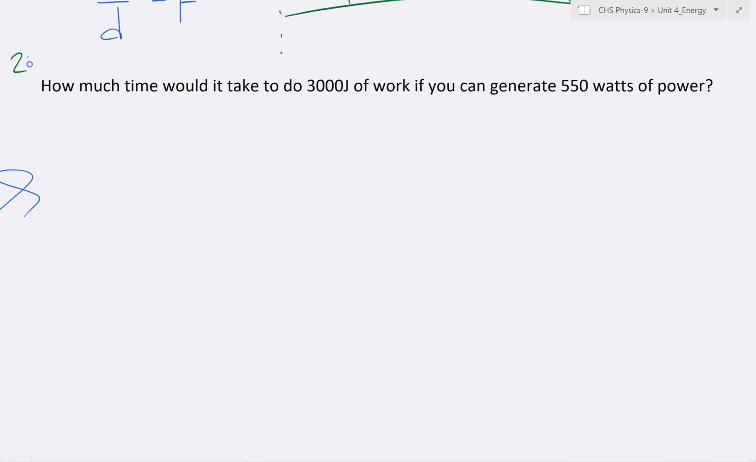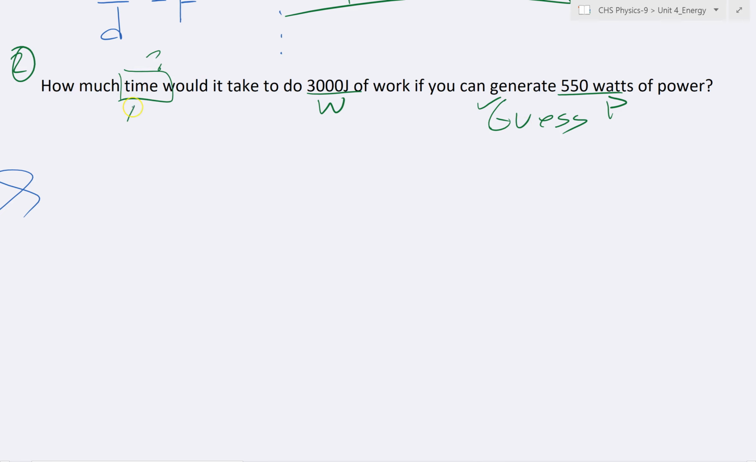Next one, example number 2. Reminder that we've got our little GUESS framework that we're going to be using. So go ahead, pause, and write this problem down. Once you have the problem written down, we can start working on setting up the problem. Our givens are 550 watts and 3000 joules. The watts would be power and joules would be work. So we've taken care of our givens. Our unknown, it says how much time. So this is what we're going to solve for.